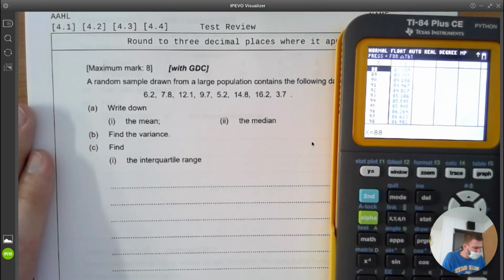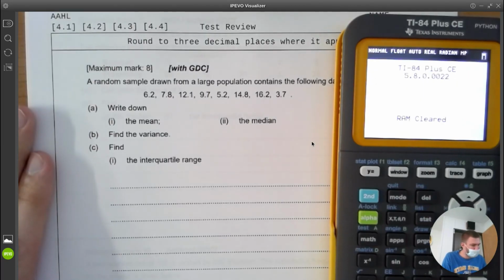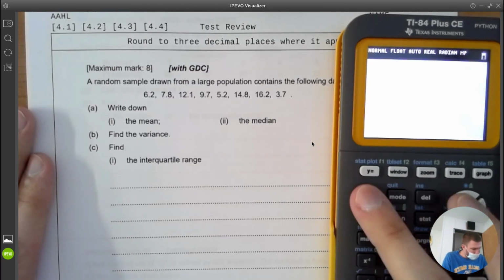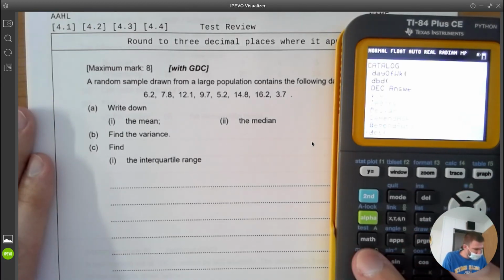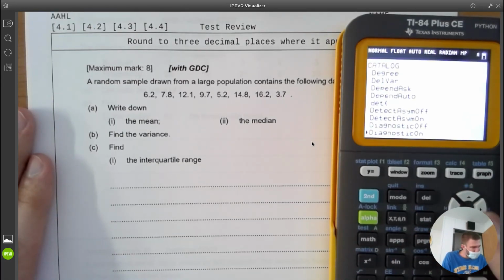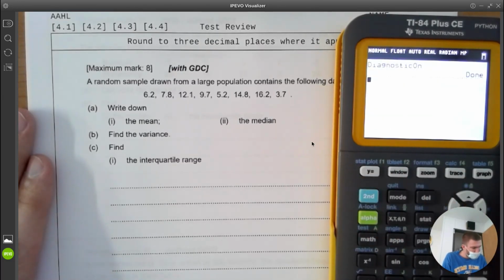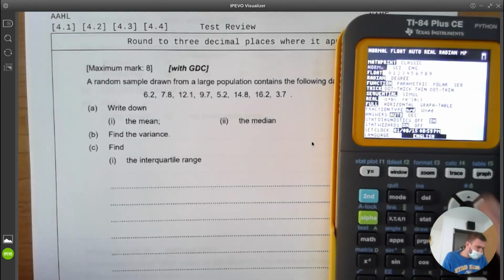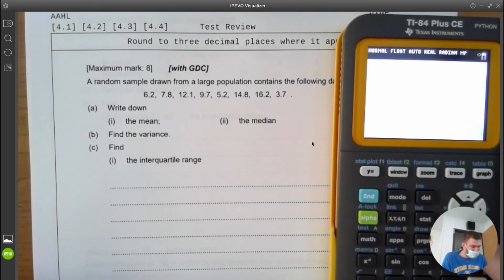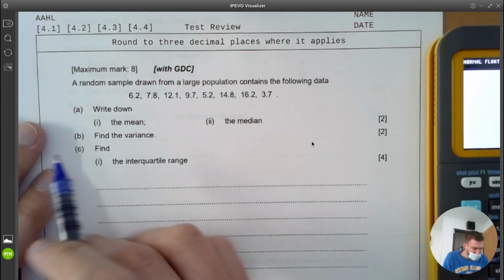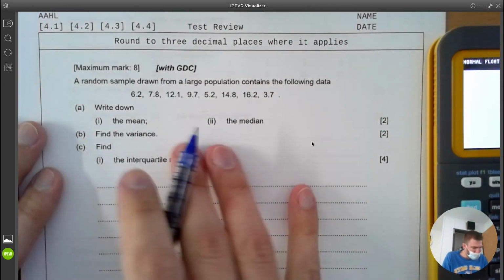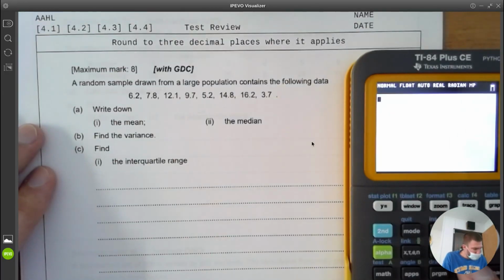Let's see what we got. Second plus 712. All right, I want to make sure I've got my diagnostic on. Maybe I even want to turn my stat plot on. Radians and degrees shouldn't matter too much. I think we're pretty good with GDC. Okay, we got a sample, write down the mean and the median with GDC, so easy. Just edit. My brain is so fried, guys.